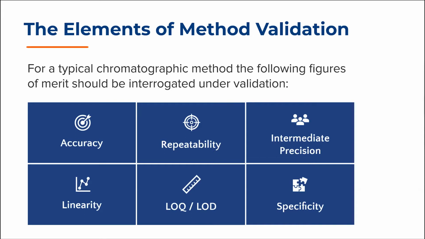That said, for a typical chromatographic method, the following figures of merit should be interrogated under validation: accuracy, repeatability, intermediate precision, linearity, limit of detection, limit of quantitation, and specificity. It should be noted that method precision is established through the repeatability and intermediate precision experiments. Also, the method range is determined by the range over which you have linearity and accuracy established for the analyte.